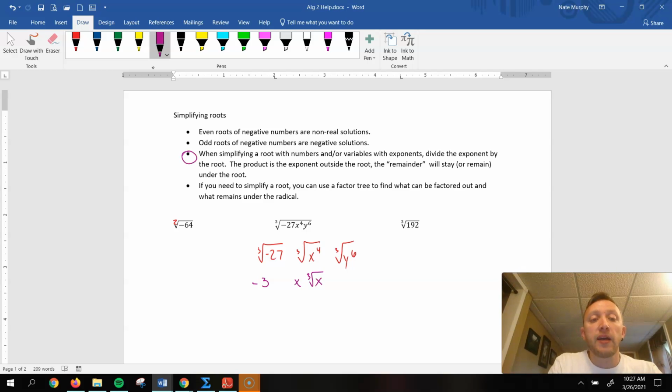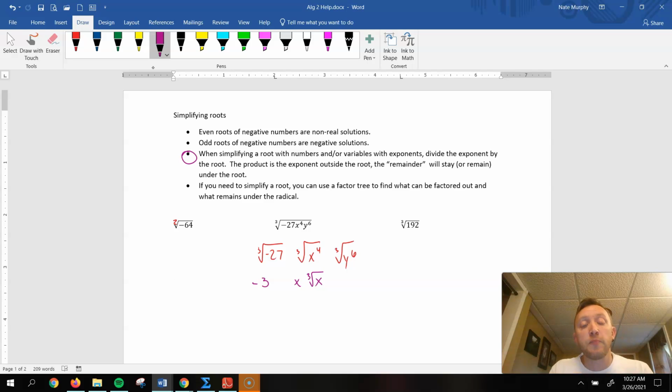Otherwise, we could go back to that third bullet point and use division. You could say, well, 3 goes into 4 one time, so you get to factor out 1 x. 3 goes into 4 one time with a remainder of 1, and that 1 x would remain under the radical. So whatever's easiest for you to look at.